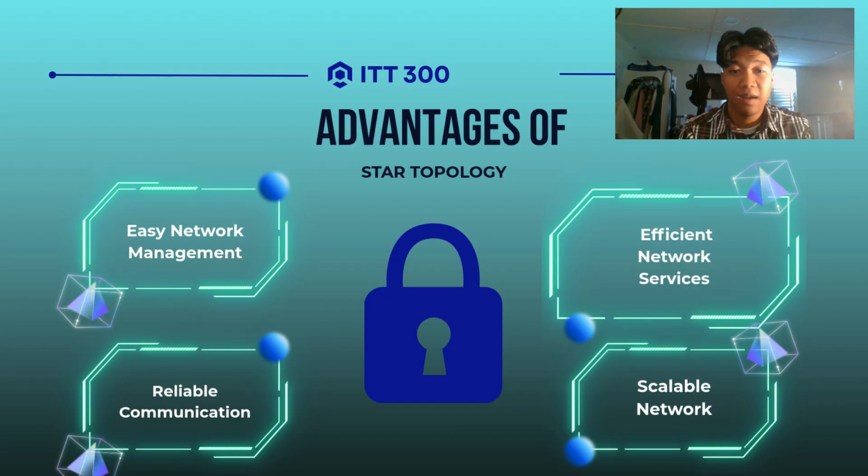And then the third is that using star topology gives us efficient network services. Data can travel directly from the device to the central switch, then to its destination, which keeps performance consistent and predictable. And then lastly, it is scalable. Adding a new device like another PC or a server is as simple as plugging it into an available port on the switch without disrupting any existing connections. Together, all of these advantages are exactly why our group chose a star topology.